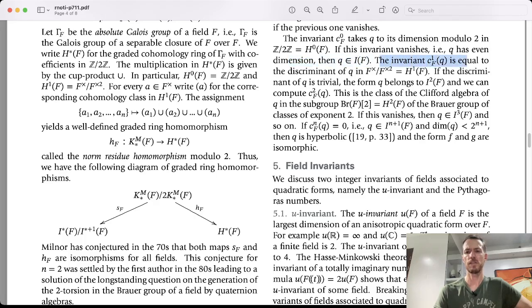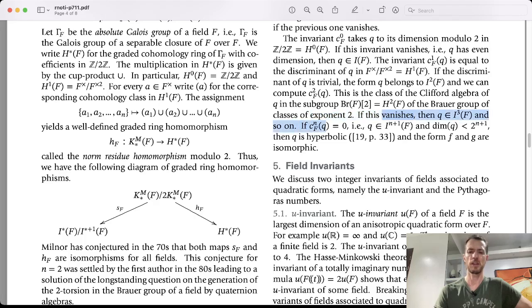The invariant C1 big F of q is equal to the discriminant of q in the multiplicative group of big F mod the squares of the multiplicative group of big F equals big H1 of big F. If the discriminant of q is trivial, the form q belongs to the square of the ideal of big F, and we can compute C2 big F of q. This is the class of the Clifford algebra of q in the subgroup BR of big F bracket 2 equals big H2 of big F of the Brauer group. BR stands for Brauer. This is the class of the Clifford algebra of q in the Brauer subgroup of classes of exponent 2. If this vanishes, then q is in the ideal cubed of big F, and so on.